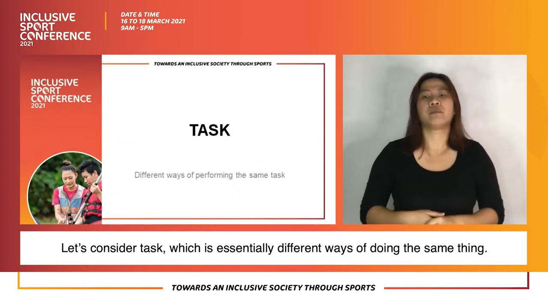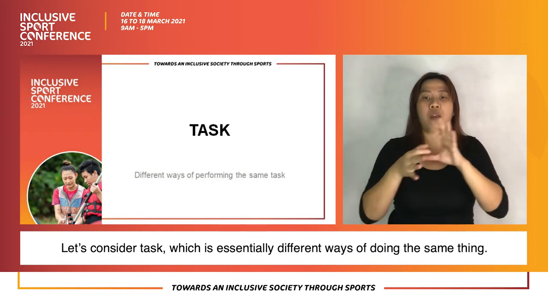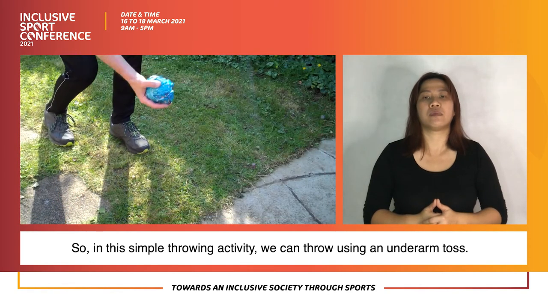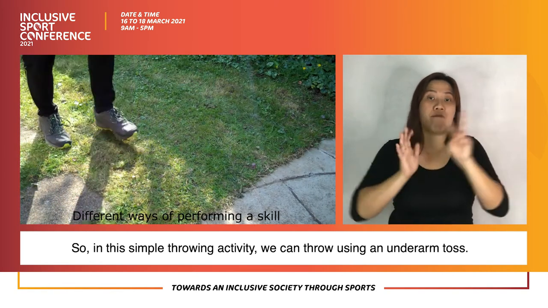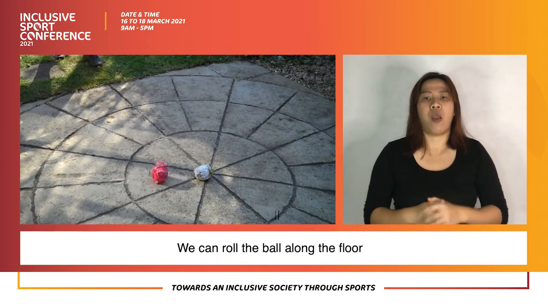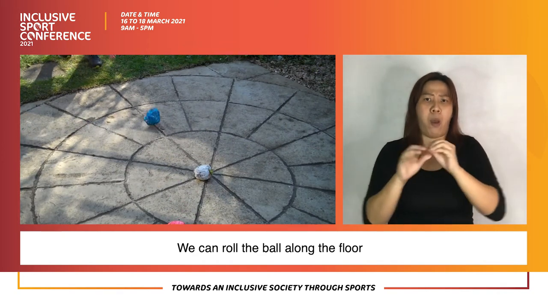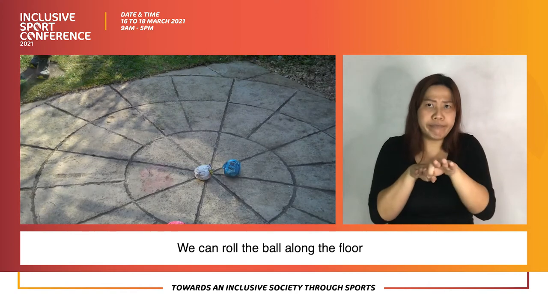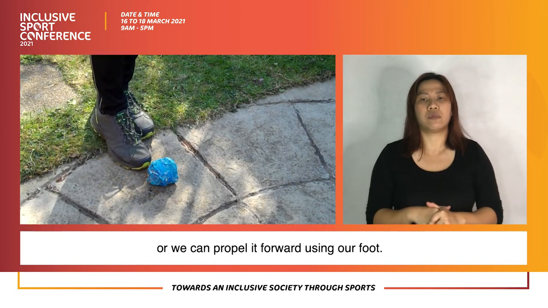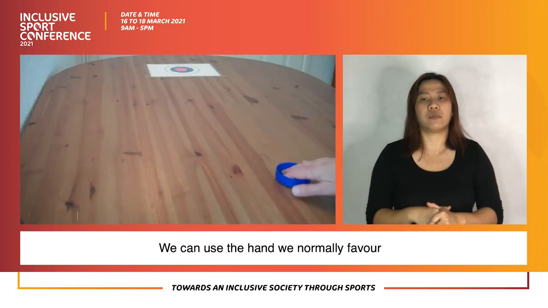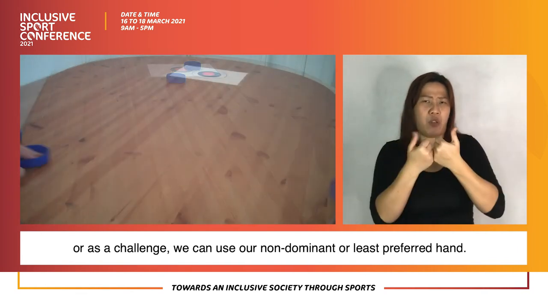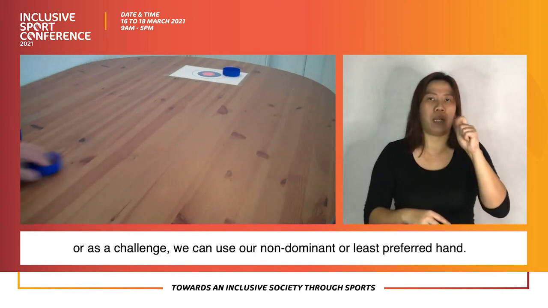So let's consider task, which is essentially different ways of doing the same thing. So in this simple throwing activity, we can throw using an underarm toss. We can roll the ball along the floor, or we can propel it forward using our foot. We can use the hand we normally favour, or as a challenge, we can use our non-dominant or least preferred hand.